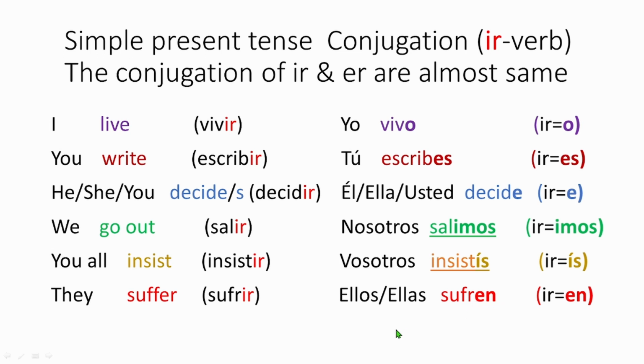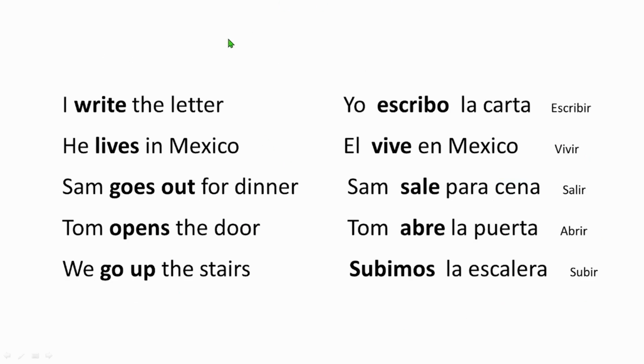So that is it. Now these are the last set of sentences. If you want to say "I write the letter," you say "yo escribo la carta." Carta is letter. Escribir is the verb, and we conjugated it to make this. "He lives in Mexico." "Él vive en México." This is the verb that we transformed into vive.